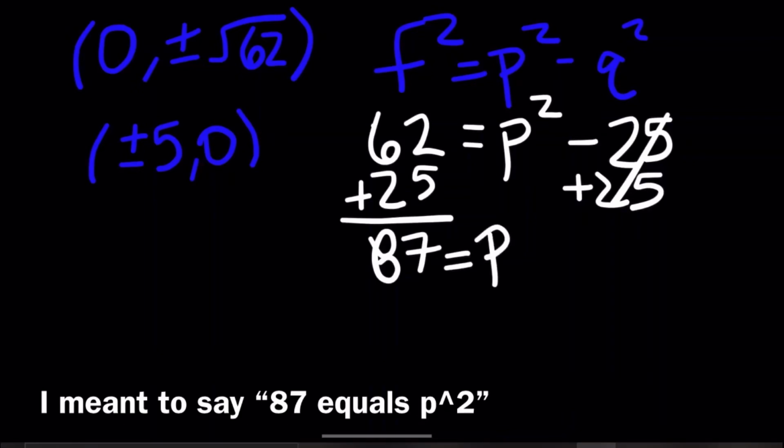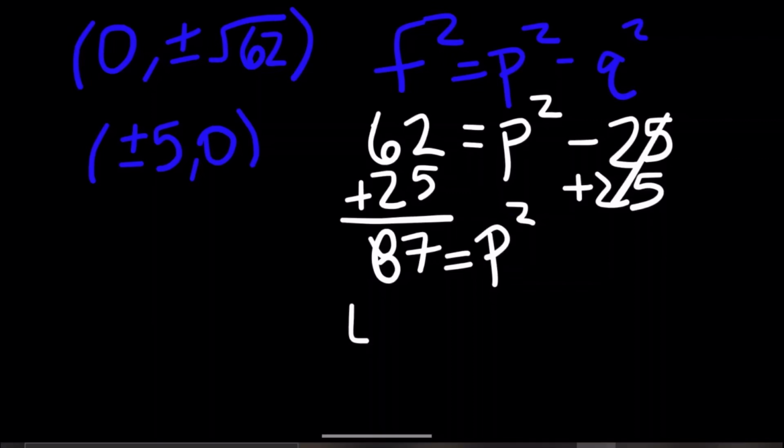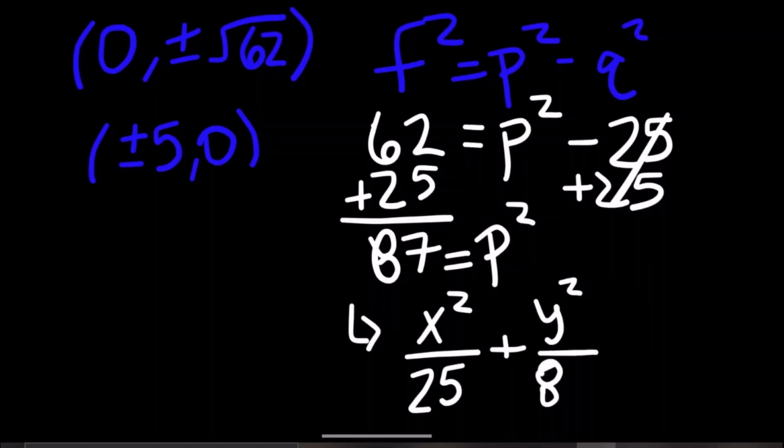We have all the necessary tools to get the equation now, and the final product will be x squared over 25 plus y squared over 87 equals 1. 25 is q squared because the x-axis is the minor instead of the major axis. This is known because the two sets of coordinates are opposites. Anyways, this equation will be your answer down here.